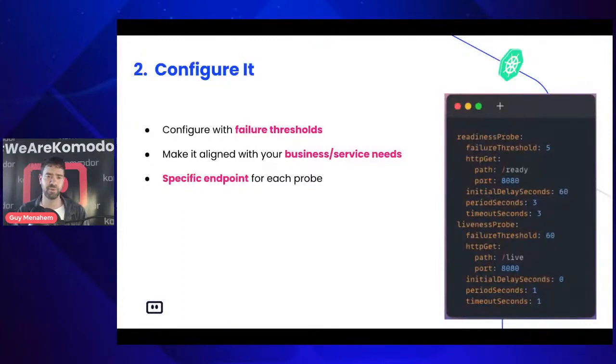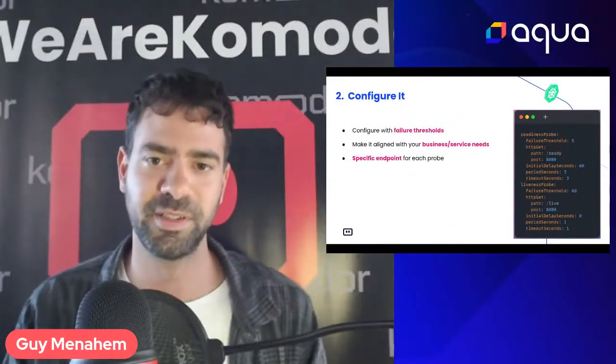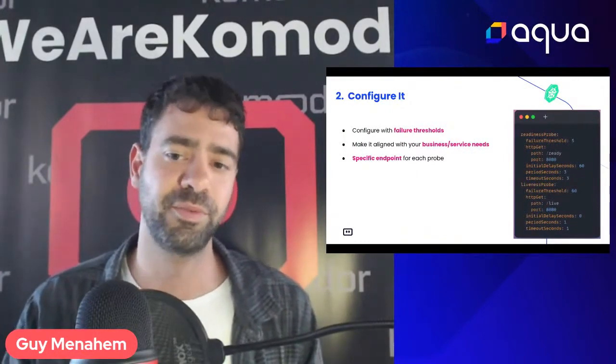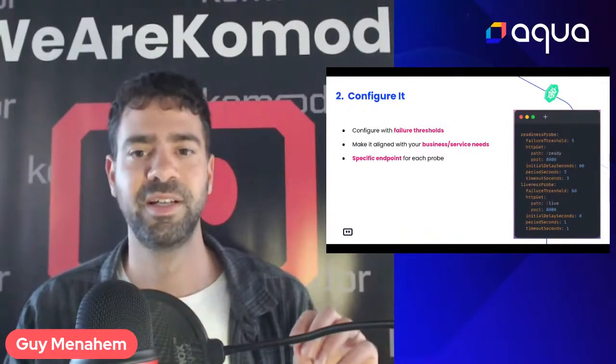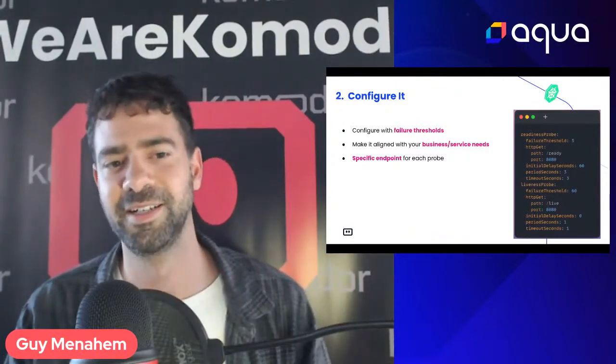So this is about configuration. We are going to show in the live demo a sample of that, and it's really easy to configure. Just make sure that each configuration is per container and not per pod. So if you have a multi-container pod, you need to make sure that you have these 2 endpoints per container in each pod.